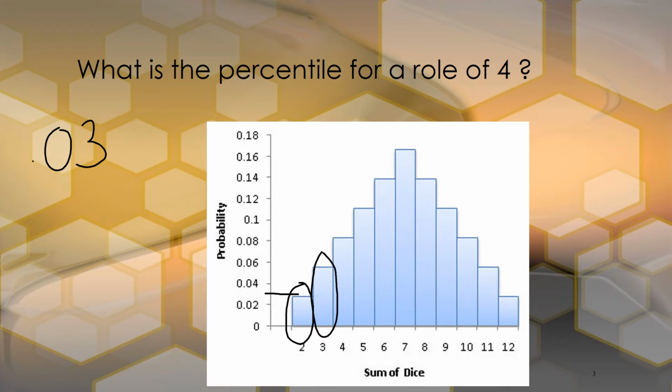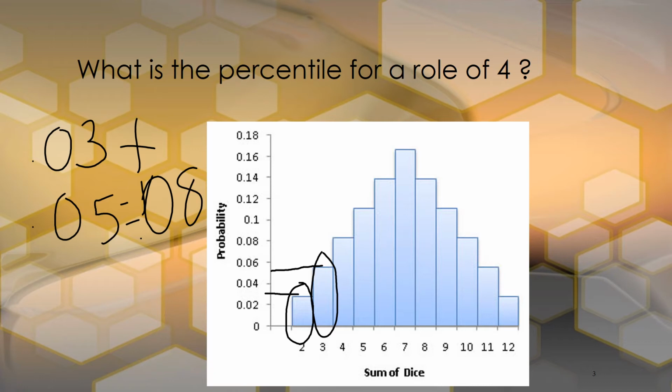And then we're going to use the probability addition rule and add the probability of rolling 2 dice that equal 3. And that's about at 0.05, maybe not exactly. If we add those two together, you'll get 0.08. Okay, so the percentile for a roll of 4 is 0.08 or 8%.